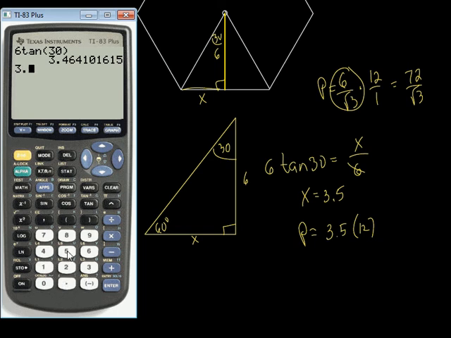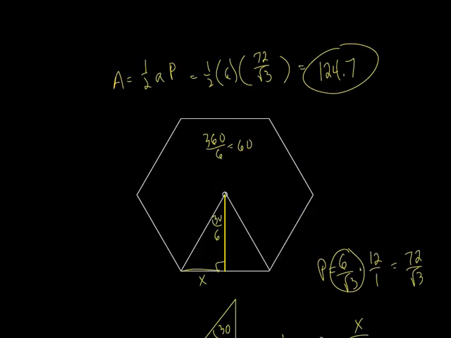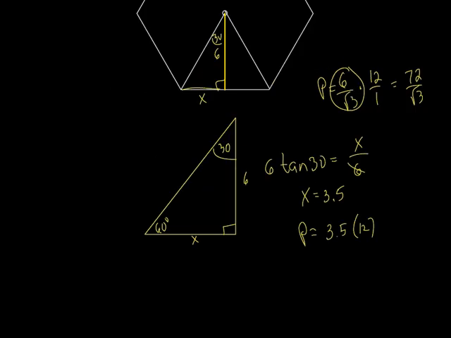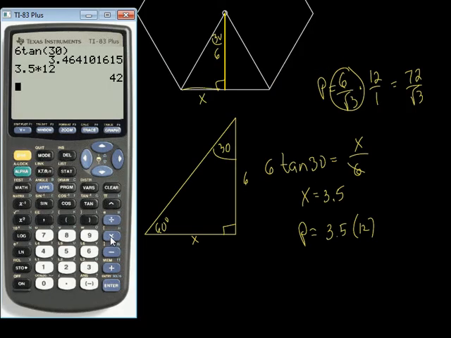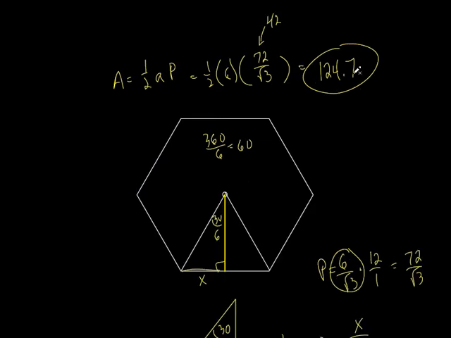So 3.5 times 12, that's 42. That was our perimeter, right? Multiply that by half of 6, which is 3, so 42 times 3 is 126, and that's fine. We've had that discussion.